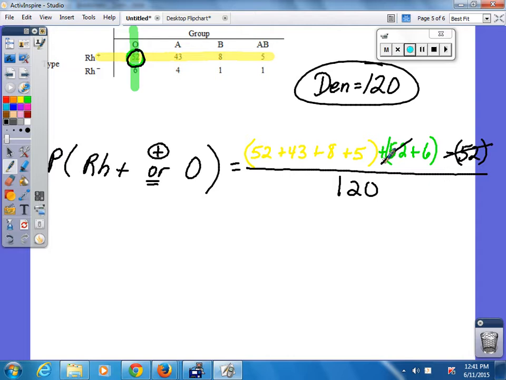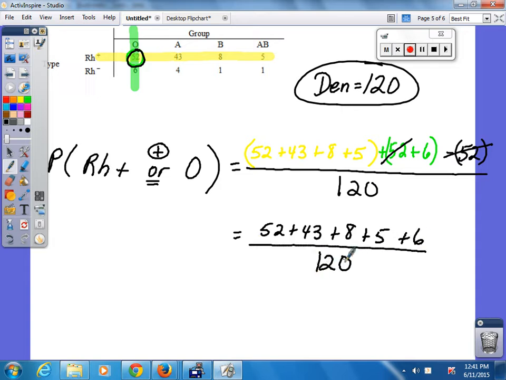And now I'm going to add everything up. That's going to be 52 plus 43 plus 8 plus 5 plus 8 plus 5 plus 6 all over 120. Okay? We know that's 95. 95 and 5 is 100. 114 over 120.